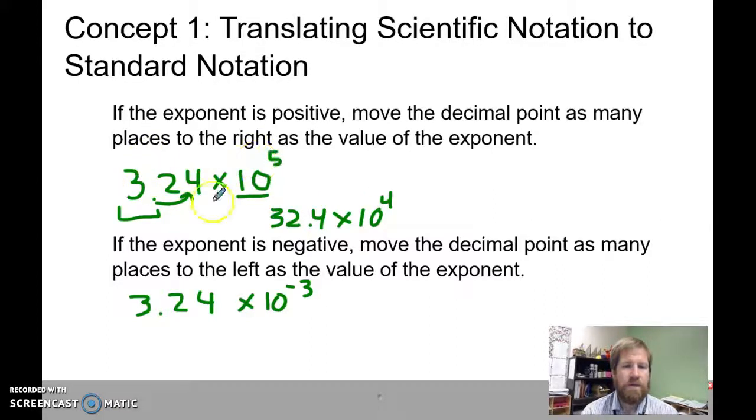So if we're turning this into standard notation, we're going to keep going, and we're going to basically take our 3.24 and move it over 1, 2, 3, 4, 5. So we moved it over 1, 2, 3, 4, 5. And we can see that 324,000 is equivalent to 3.24 times 10 to the 5th.